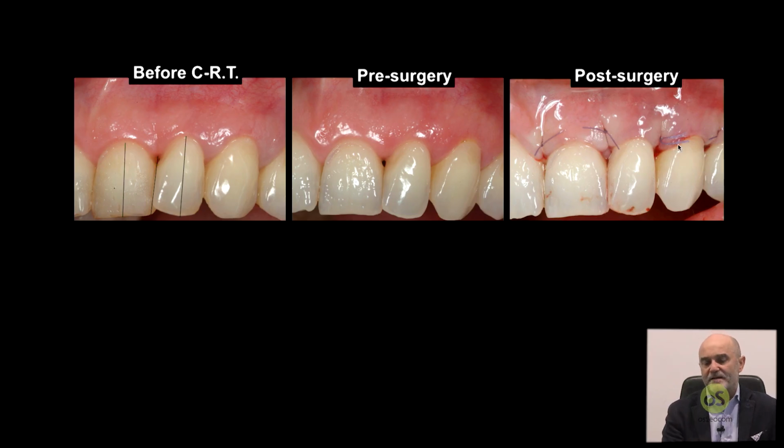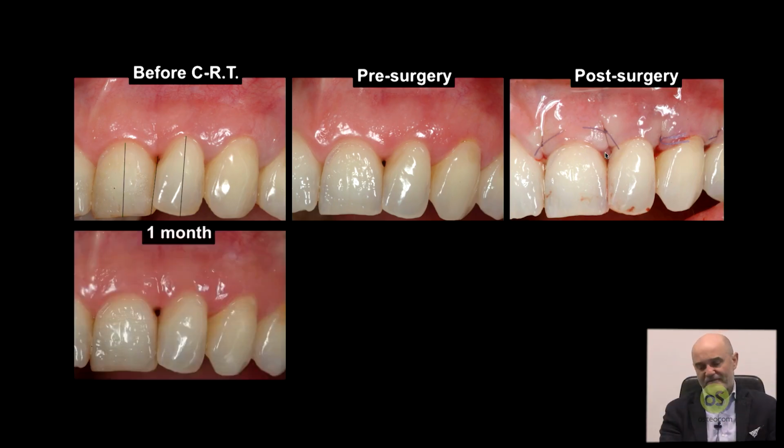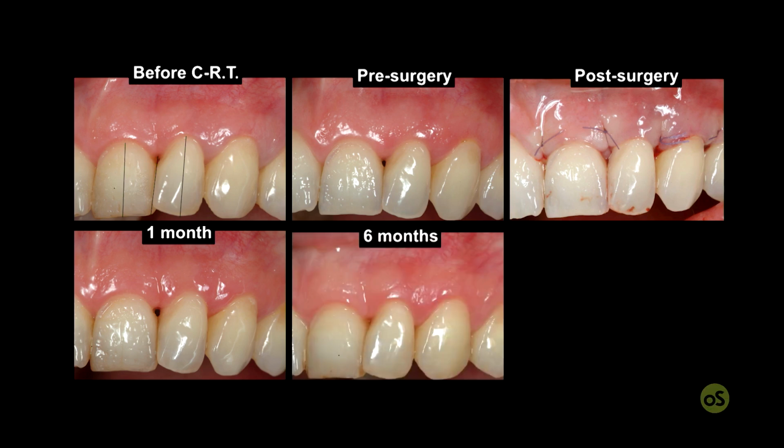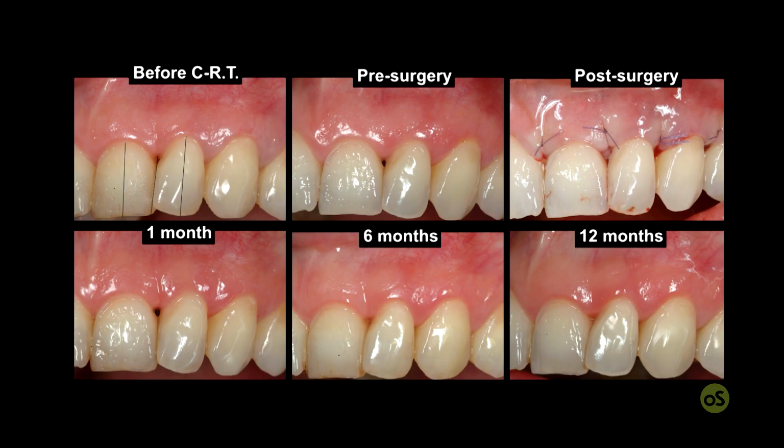To close, you de-epithelialize the adjacent papilla, coronally advance the flap, anchoring the flap to the adjacent papilla, and make the closure of the supracrestal connective tissue with the split thickness papilla at the buccal aspect exactly at the same level. Then the measurements were made at 1 month, 6 months, and 12 months.